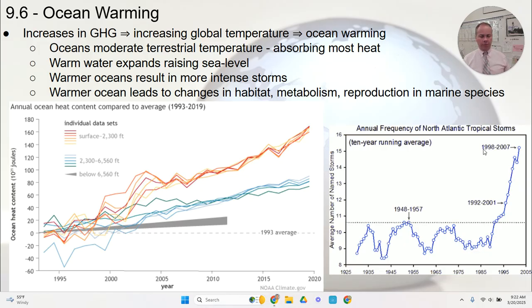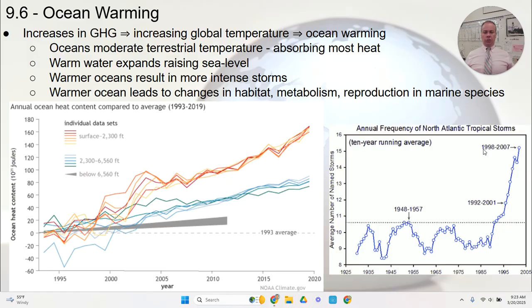Obviously, these storms can damage ecosystems. They also have major impacts on human communities: damage from storms, flooding, death, disruption of infrastructure. All of those things come about when we have these storms becoming more common and more intense. We also talked previously that as the oceans warm, they expand, and that leads to rising sea level, which has impacts on ecosystems and coastal communities that we already spoke about.